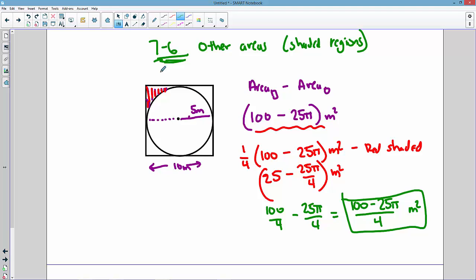So go back and fix any problems from 7.5 that you may not have finished, or start 7.6 using the 4 examples I gave you here. And please show work, and I expect you to try the problems, even the ones I haven't shown you. They all use the similar concepts of subtracting 2 areas.